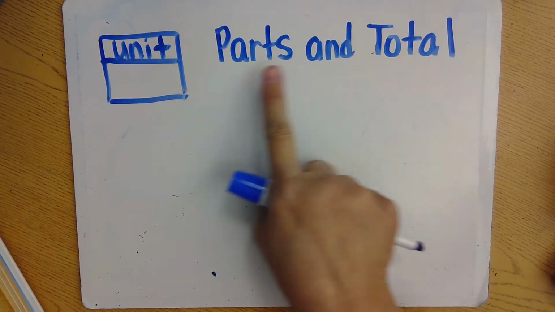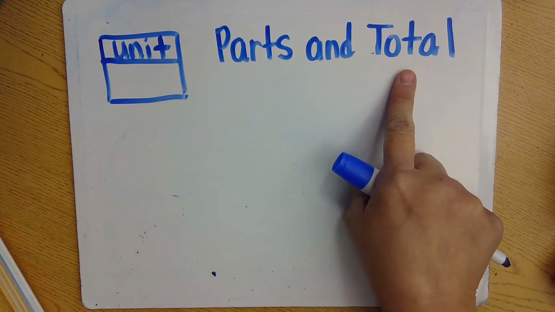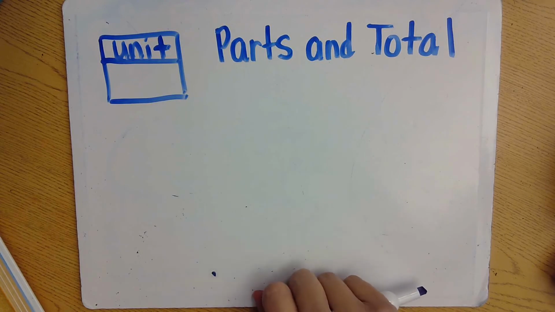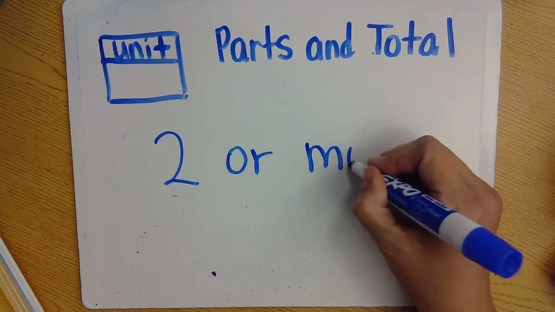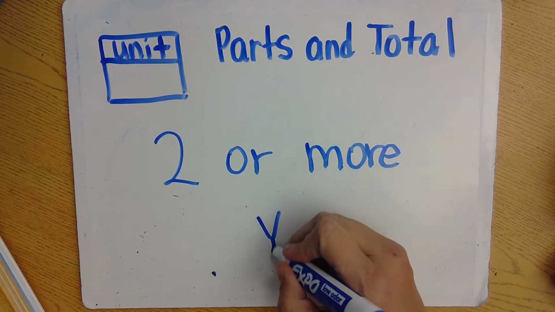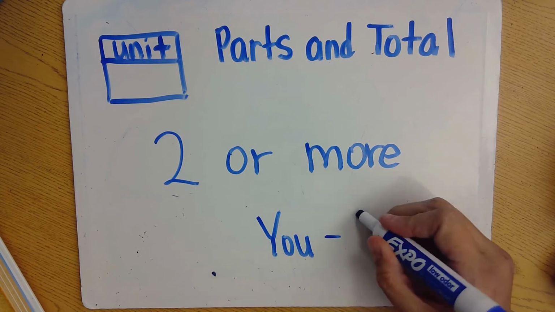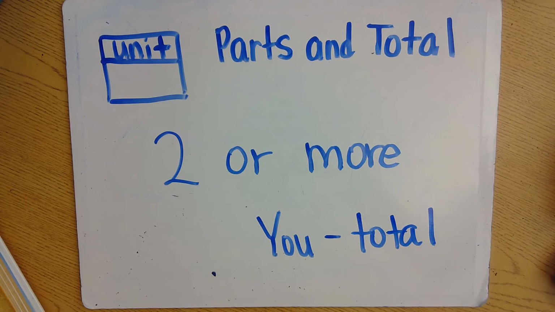Parts and total. I'm going to share some of the parts of the story with you, and then you will find the total. So we will have 2 or more separate parts. Those will be known to us. We will know what those parts are. Then you have to find the total amount. So that is one of the ways we can write addition number stories. Let me give you an example.